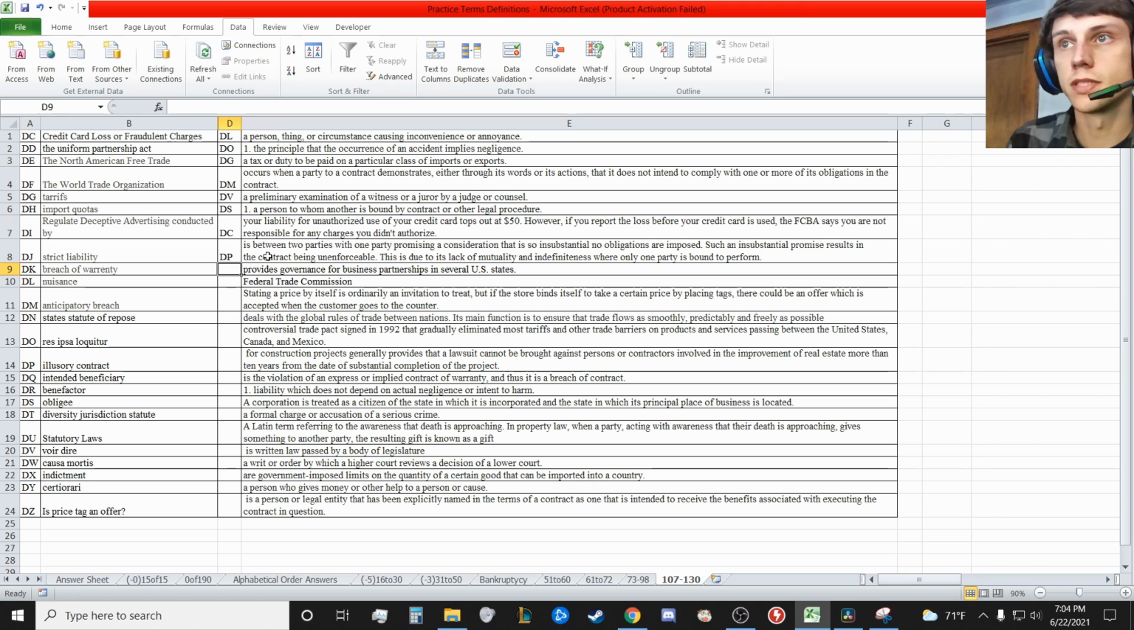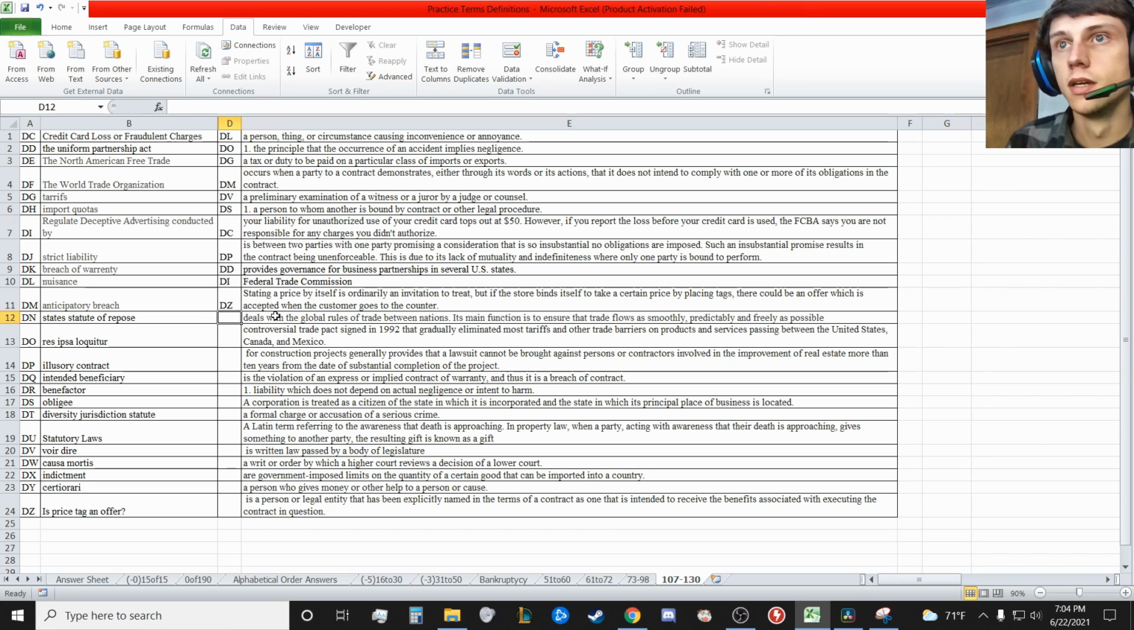Provides governance for business partnerships in several U.S. states. That's the Uniform Partnership Act, uniform for business partners throughout the country. Deceptive advertising is regulated by the Federal Trade Commission. So that's DI. Stating a price by itself asks the question, is a price tag an offer? A price tag in advertising is normally an invitation to create an offer.